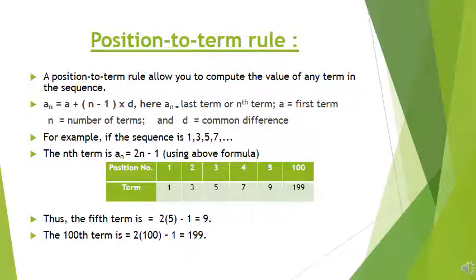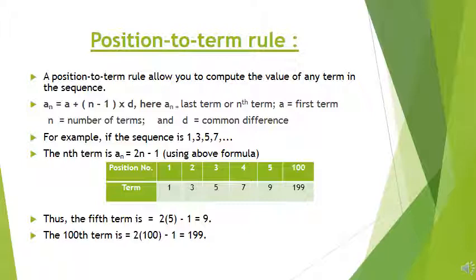And last but not the least, position to term rule. A position to term rule allows you to compute the value of any term in the sequence. The general formula is An = a + (n - 1) × d. Here An is the last term or nth term, a is the first term, n is the number of terms and d is the common difference.